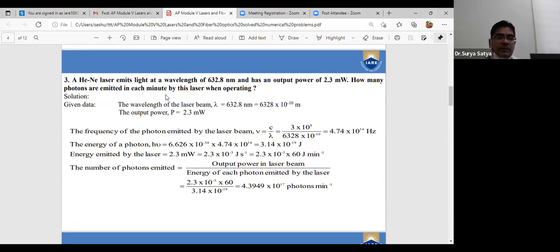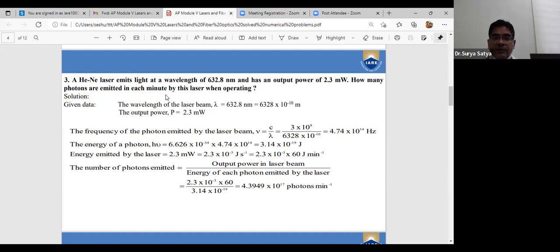Third question. A helium neon laser emits light at a wavelength of 632.8 nanometers and has an output power of 2.3 milliwatts. So how many photons are emitted in each minute by this laser when operating? A helium neon laser emits light at a wavelength of 632.8 nanometers and has an output power of 2.3 milliwatts. How many photons are emitted in each minute by this laser when operating?